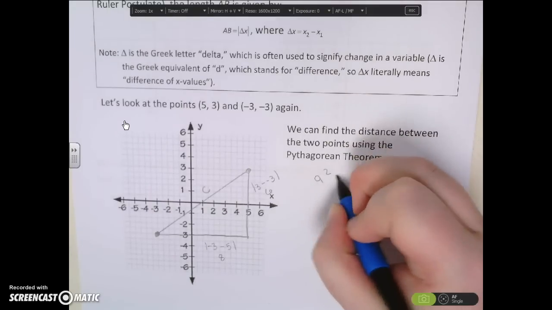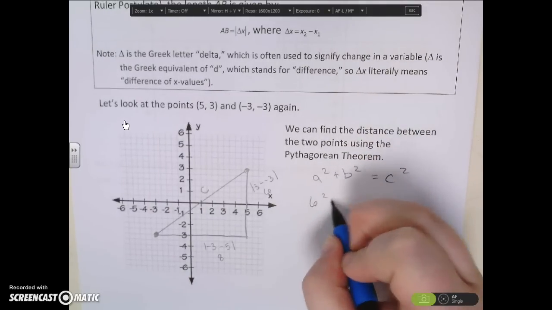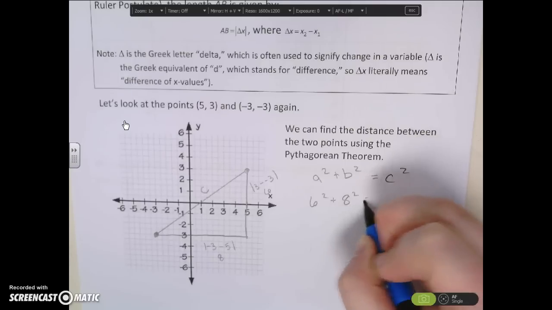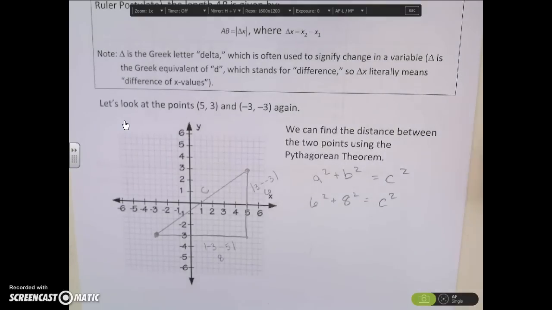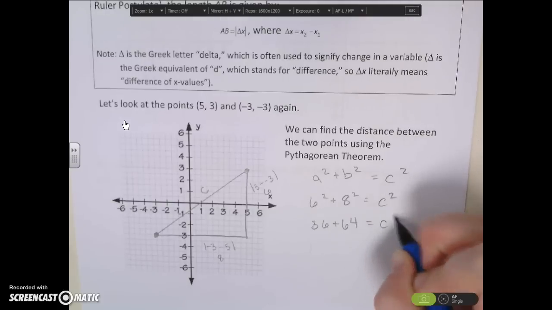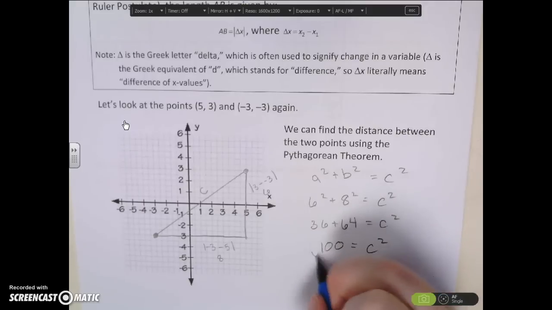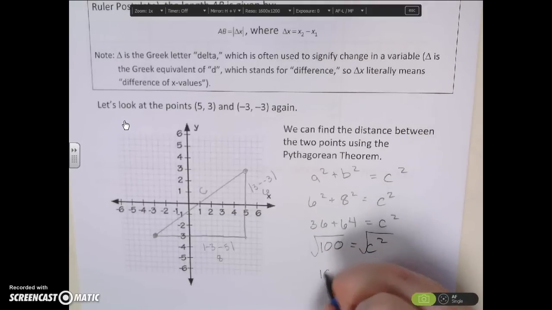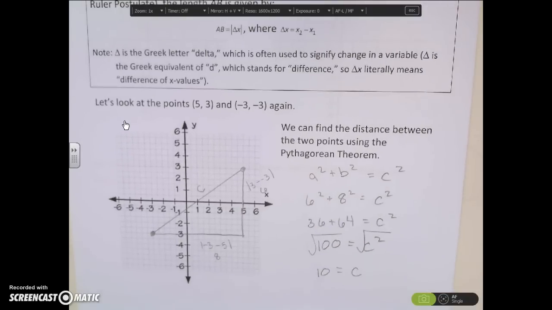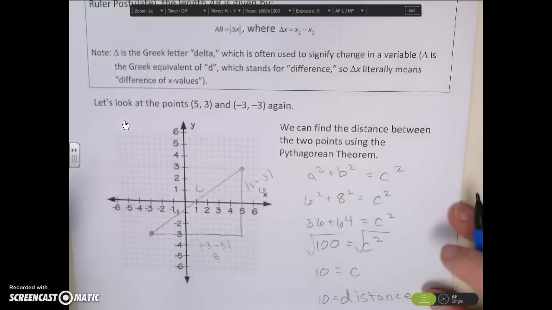So, using my Pythagorean theorem, I'd have 6 squared plus 8 squared equals c squared. That's 36 plus 64 equals c squared. 100 equals c squared. Take the square root of both sides. 10 is the length of that hypotenuse, and so 10 is my distance between the 2 points. Length and distance are the same measurement.